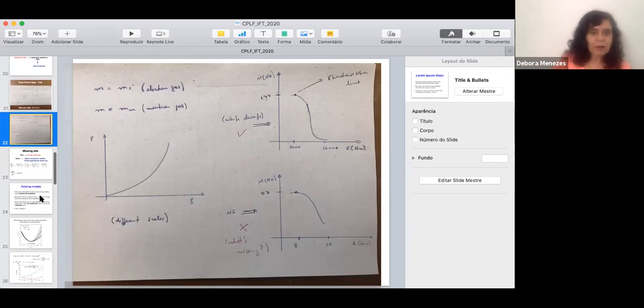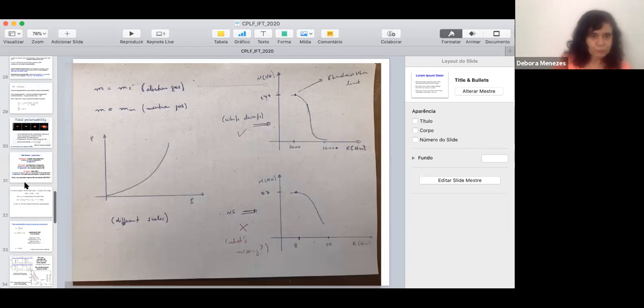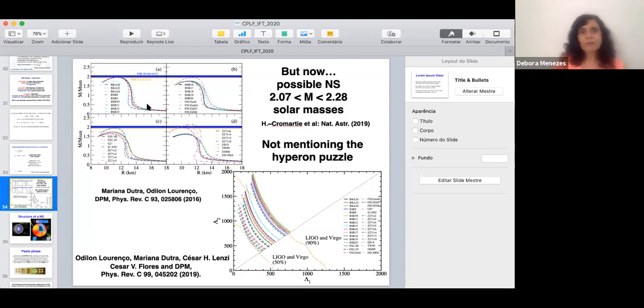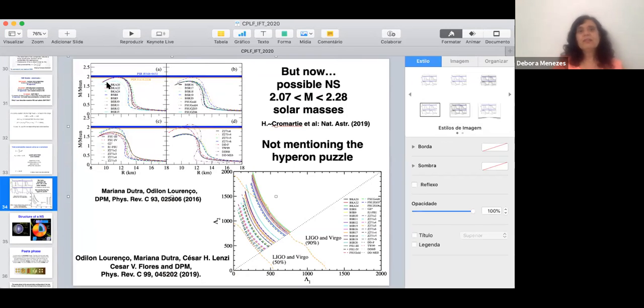As far as the graph is concerned, I'll show you this graph here, and you see that you have this family of stars.